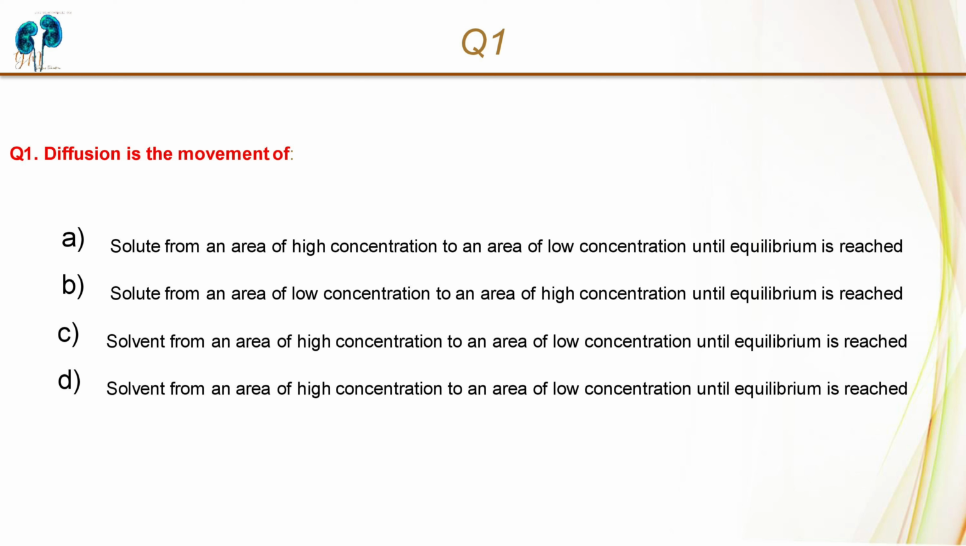Option B, solute from an area of lower concentration to an area of higher concentration until equilibrium is reached. Option C, solvent from an area of high concentration to an area of lower concentration until equilibrium is reached. Option D, solvent from an area of higher concentration to an area of lower concentration until equilibrium is reached.